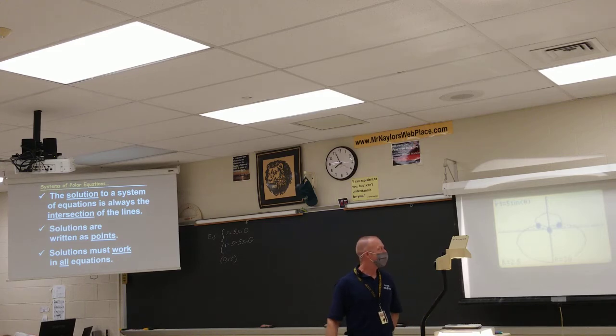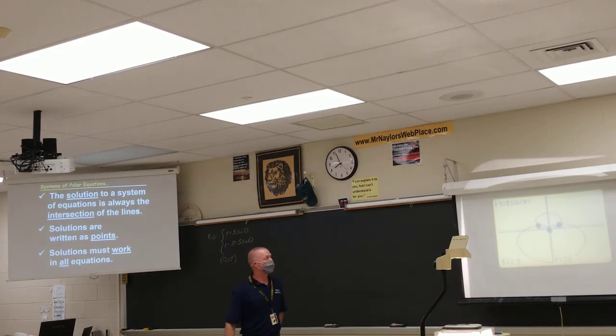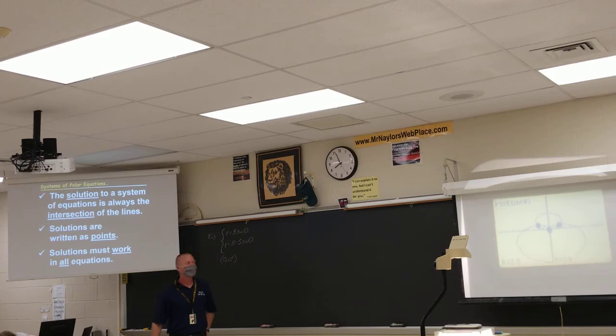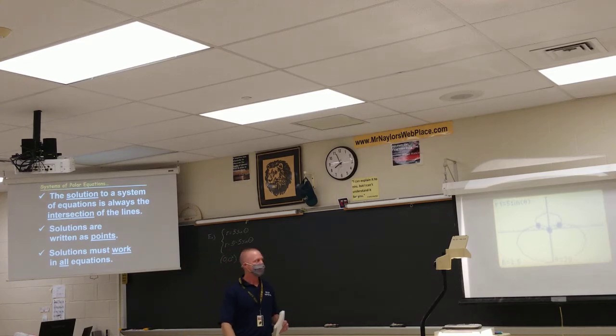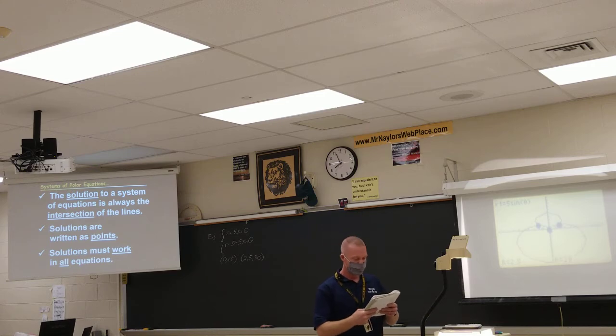Now listen, I'm not going to give you one where the intersection points are strange. So, we get to a nice 2.5, 30. You don't have to wonder if it was like the point right before that. So we get to 2.5, 30.